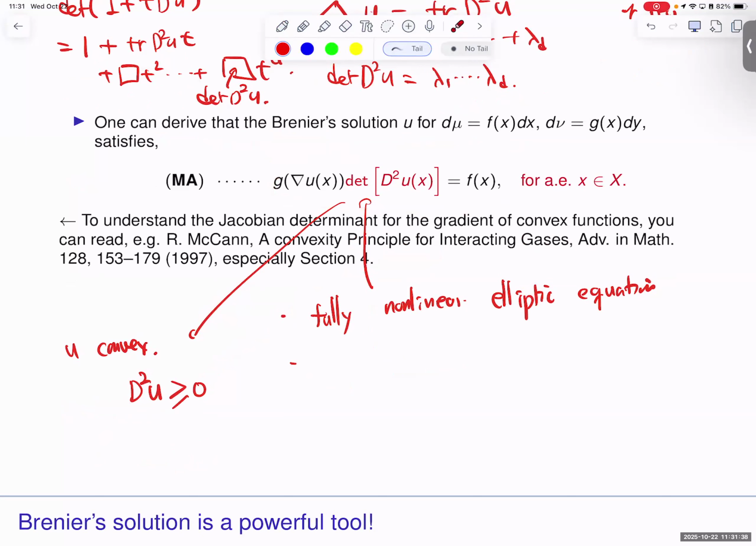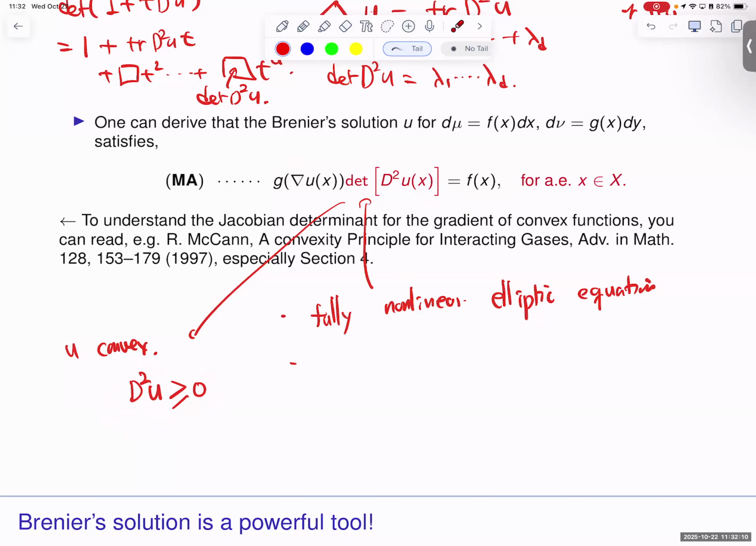Of course, if you don't have this property, then this equation can be hyperbolic or something else. Okay. But because of this non-negativity, when you consider this, it is a fully nonlinear elliptic equation. Thank you. Other questions? That is a great question.